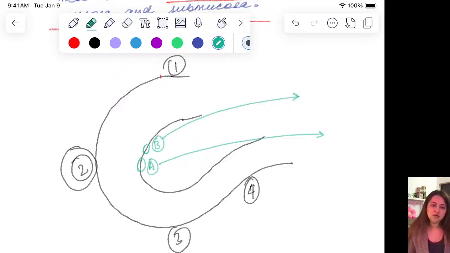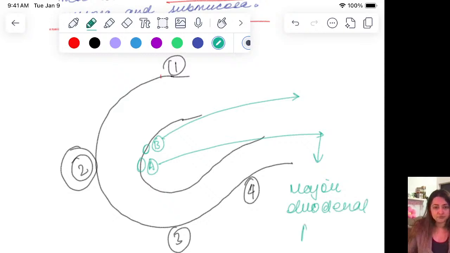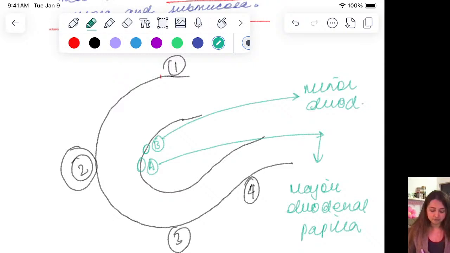If you're being asked this as a labeling question, what are you going to mark A as and what are you going to mark B as? So Mansi, what's A? Name the structure. A is going to be the major duodenal papilla. When you talk about the structure B, that's the minor duodenal papilla.